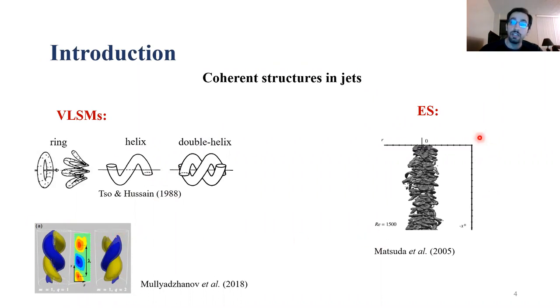But on the other hand, we have the eddy structures, which, as I explained in the previous slide, are smaller-scale structures. Eddy structures in the jets have not been studied as much as they have been studied in boundary layers. This is one of the few studies by Matsuda et al., where we can see these C-shaped eddy structures in the flow.